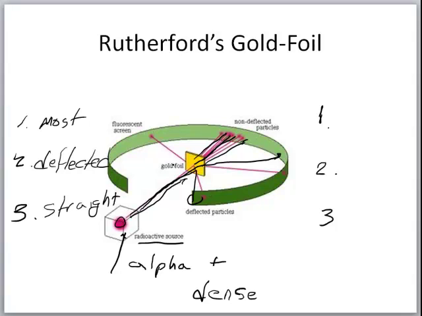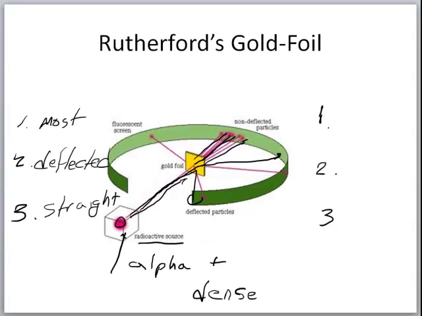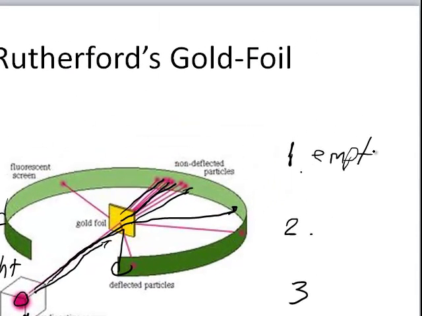Let's take a look at the three pieces of evidence and what that meant. Since most of the particles went straight through the gold foil, this would be the same as if you shot all these particles and these were all atoms. If all of these particles are going straight through those atoms, it means that most of the atom has to be empty space. So looking back at our three conclusions, the first thing is that most of the atom is empty space.